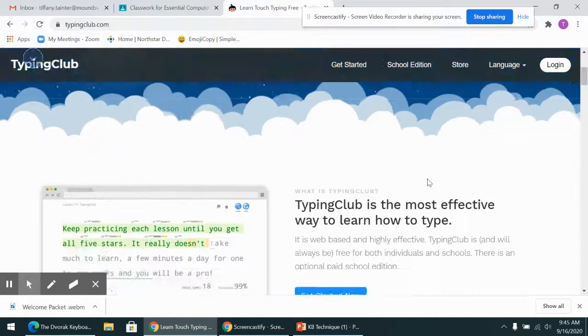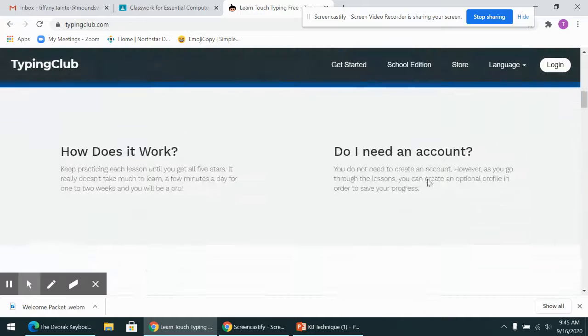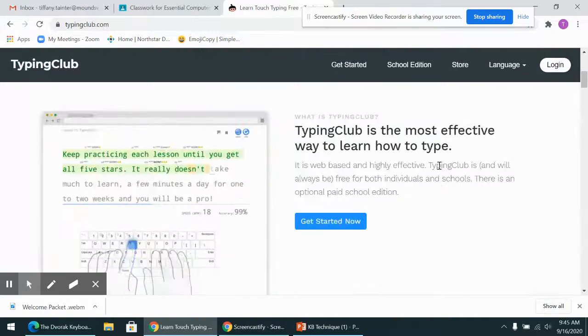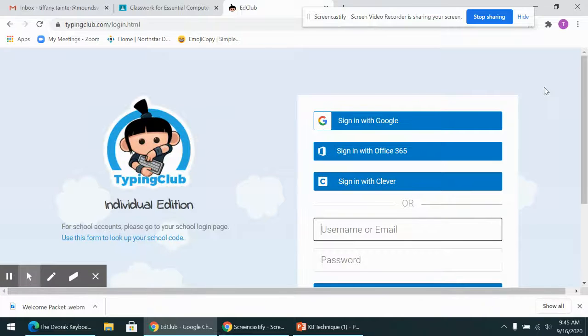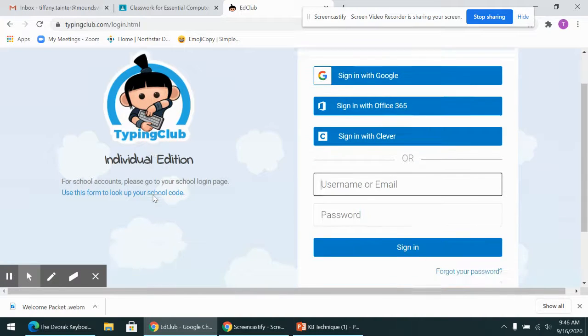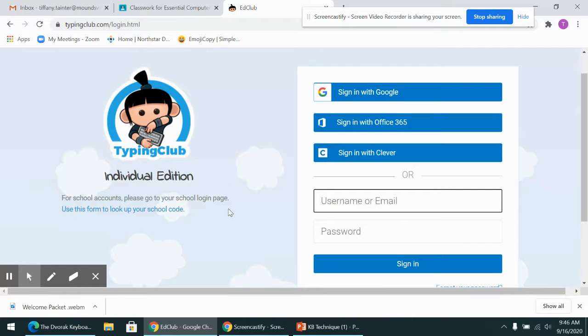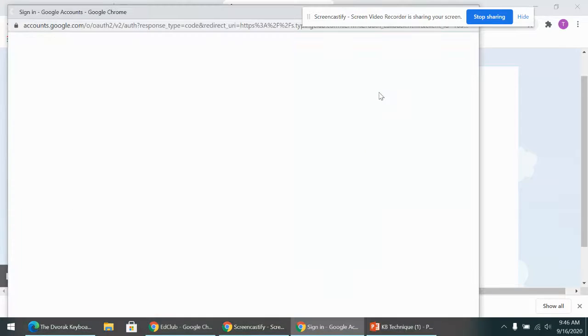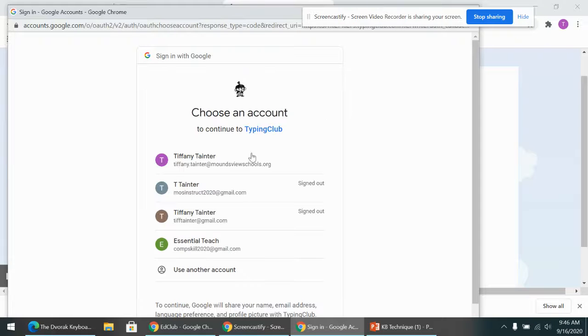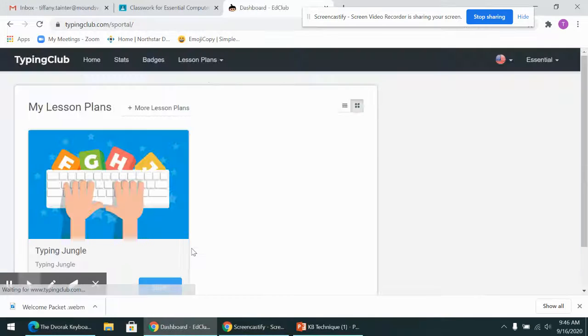Now it talks about, and you can come here and get started here. It has all this information, but I'm going to click on log in. Oh, and now it's going to bring me into a login page. What is so neat with our Gmail account is that we can sign in to Typing Club with our Google. So we're just going to click on here. I'm going to do my Essential Skills email, and notice it's connected me.